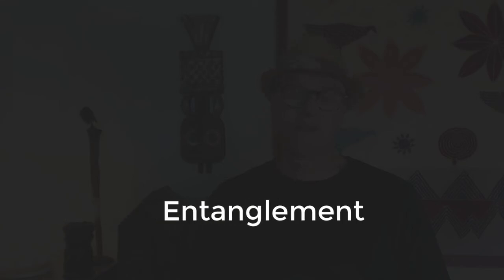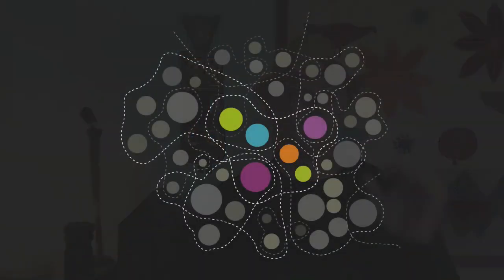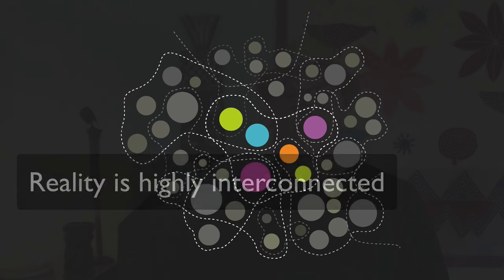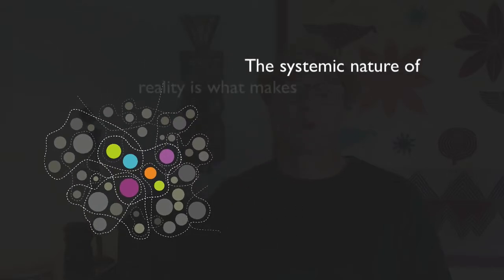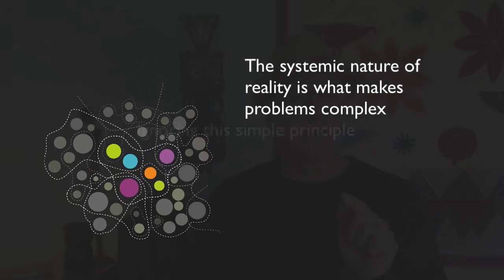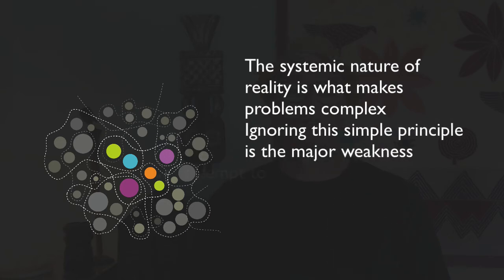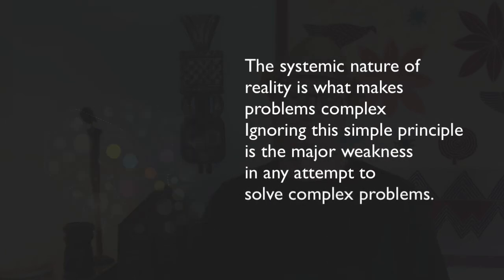Before I finish, there is one more concept that I think will help us to get a good understanding of visual sense-making, and that is entanglement. As we know, reality is highly entangled. There is no single root cause to anything. Everything is connected to something else. Remember the little circles in our example? Each circle is part of another system or story. Reality is highly interconnected. This is what makes a problem complex. Ignoring this simple principle is a major weakness in any attempt to solve complex problems.